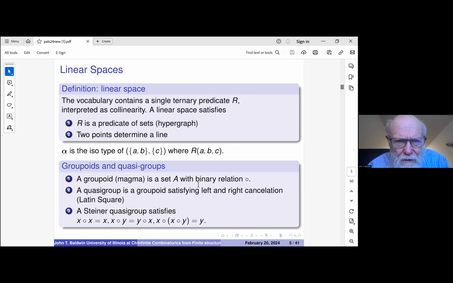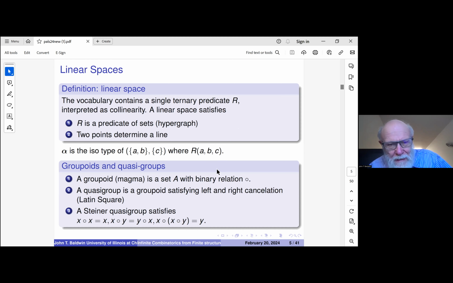So a way to think about this in a little more generality is to think of a linear space as being simply a set with a ternary collinearity relation. That means that R holds of a sequence of 3 points in any order if and only if they're distinct. And then you say the 2 points determine a line, and you can write this out as a short axiom about R. And then connected with this, and I'm going to say this will come up later, but I wanted to get it out here first, alpha is the isomorphism type of a pair of sets, AB, and then C is some extension of AB such that the relation holds.